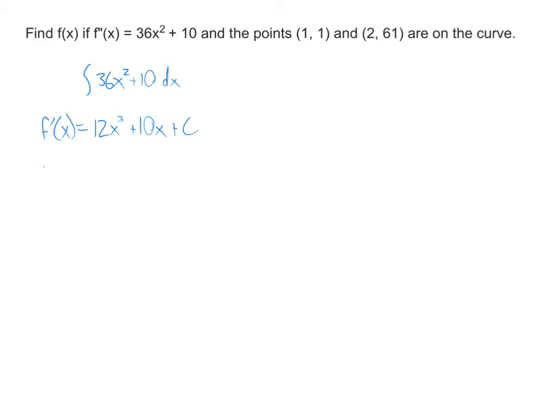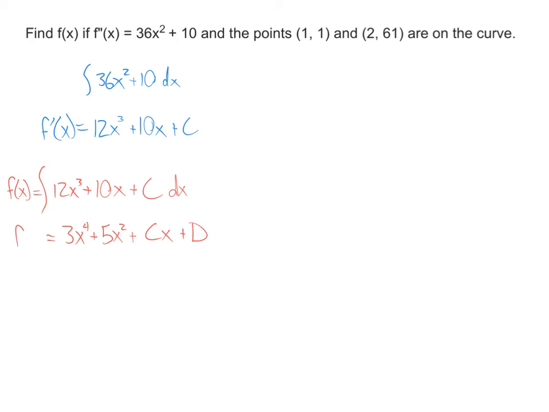So now we take the integral of 12x cubed plus 10x plus c with respect to x to get f of x. What do we get here? We get 3x to the fourth plus 10x squared over 2, which is 5x squared, plus cx, plus d, my constant for this one. So here's the thing. This is why we had to have 2 points on the curve. What are we going to make here? A system of equations.